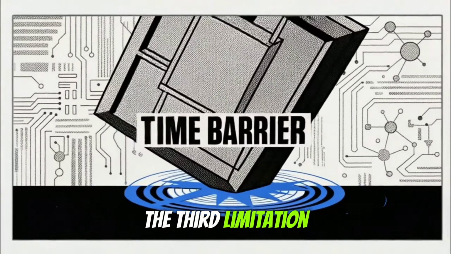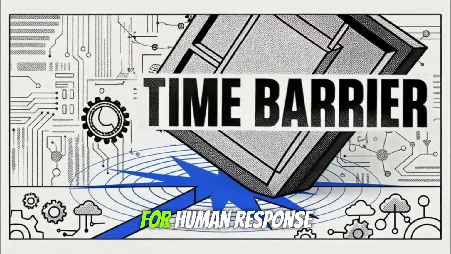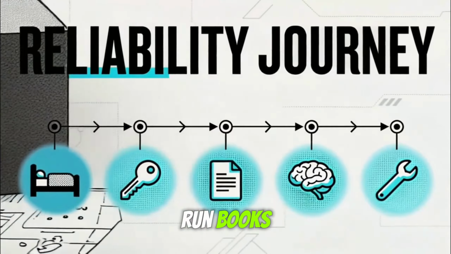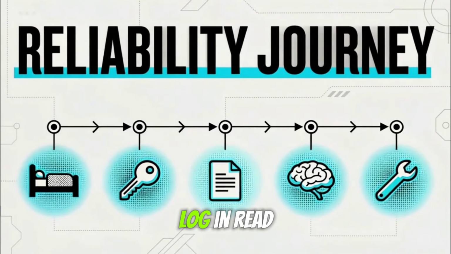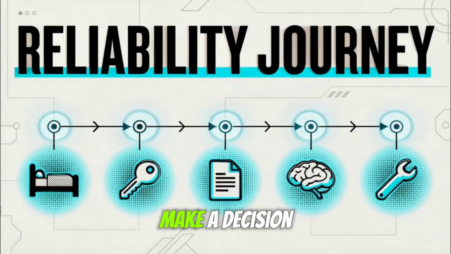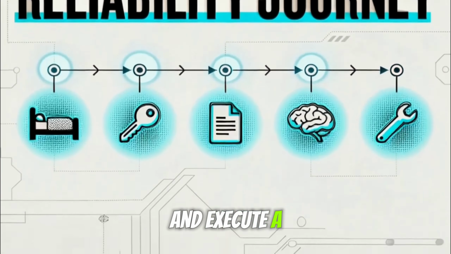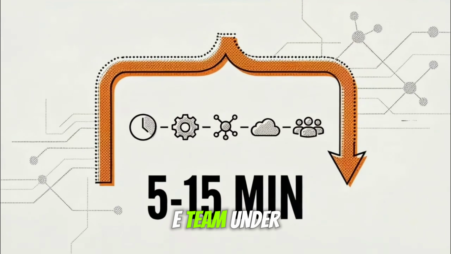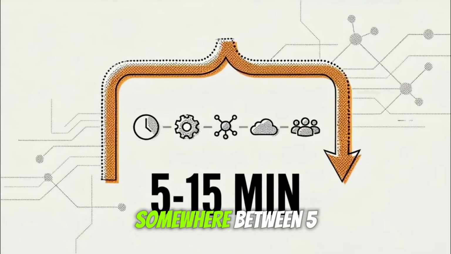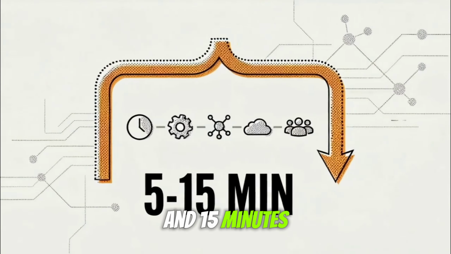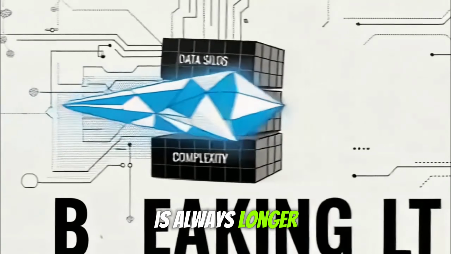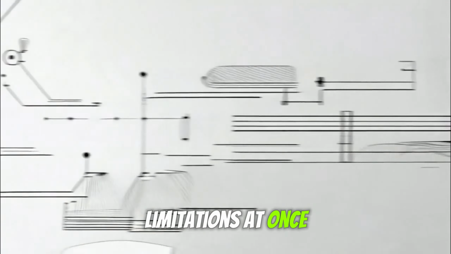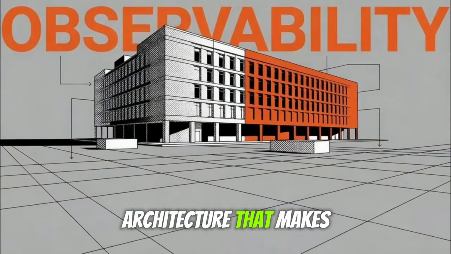The third limitation is an irreducible latency floor for human response. Even with perfect monitoring and excellent runbooks, you still need a human to wake up, log in, read the context, make a decision, and execute a remediation. The floor for a skilled SRE team under ideal conditions is somewhere between 5 and 15 minutes. In practice, it is always longer. AI-driven observability attacks all three limitations at once. Here is the architecture that makes it work.